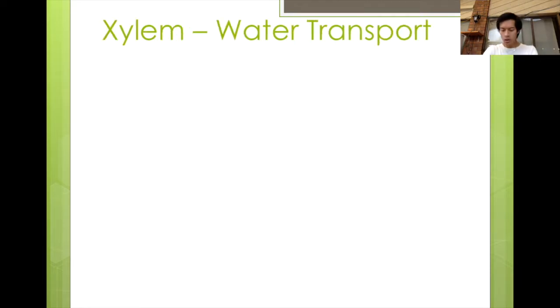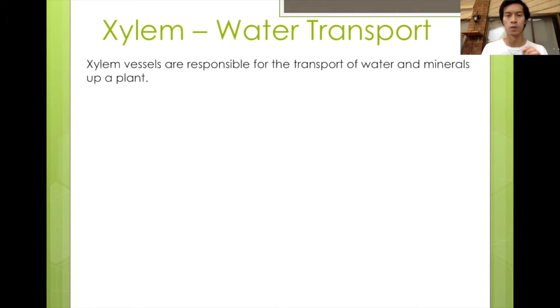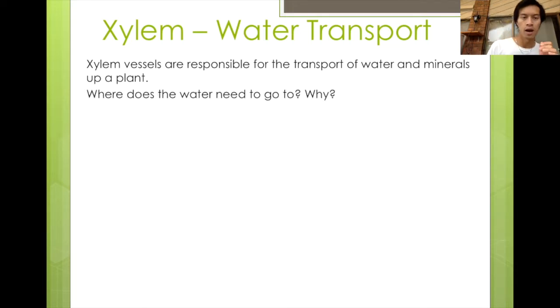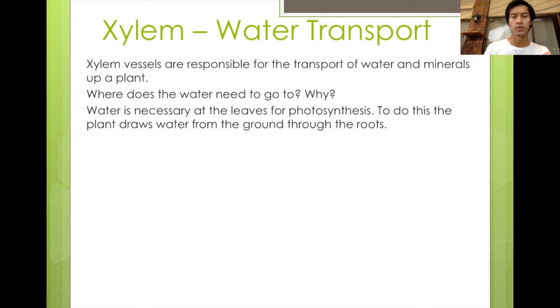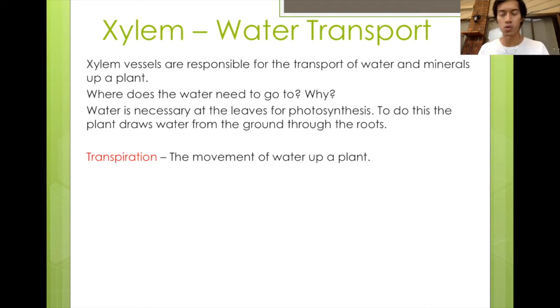All right, let's take a look at the first component, which is the xylem vessels. These xylem vessels are responsible for water transport in your plants. They transport water and any dissolved minerals within the water up the plant. One of the key questions you have to ask is where does the water need to go, and why? The reason is photosynthesis, as we talked about in chapter 3, and water is drawn through the roots but moves up the plant through a process called transpiration.